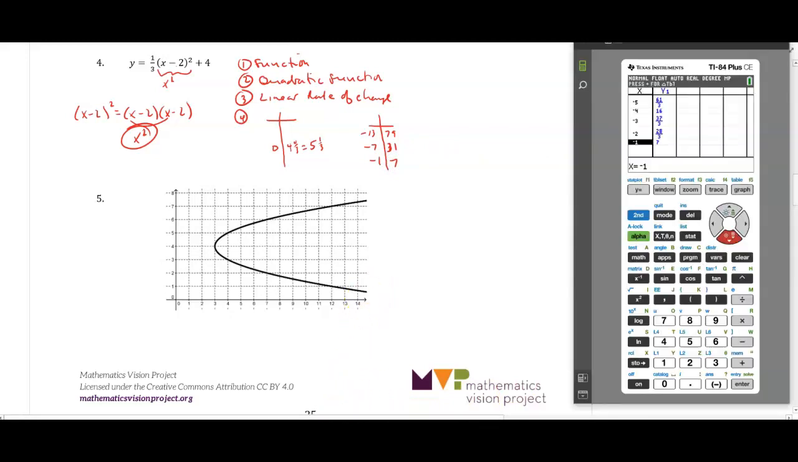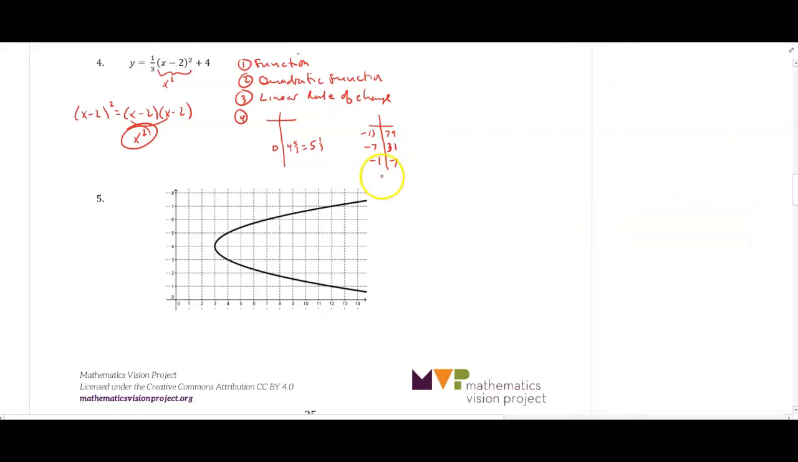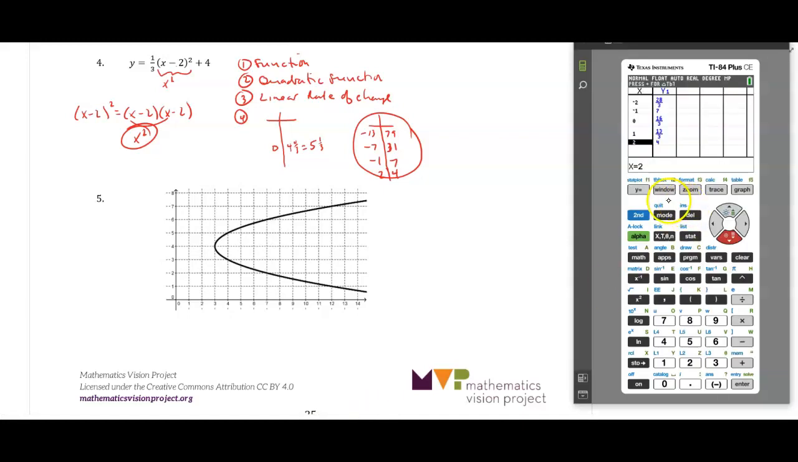And then if I look, when it's 0, is it nice? Not really. But at 2, 4. So this table can be used as a representation, okay? And you can get that table from the graph. Now, what I like to do is I like to find the vertex. And if I go zoom 6 to get in the standard window, my vertex looks at around 2, 4.